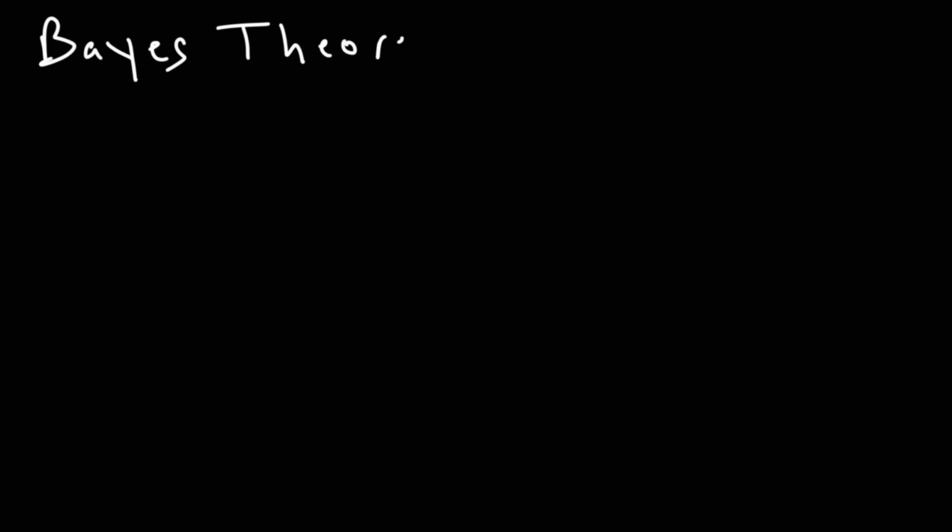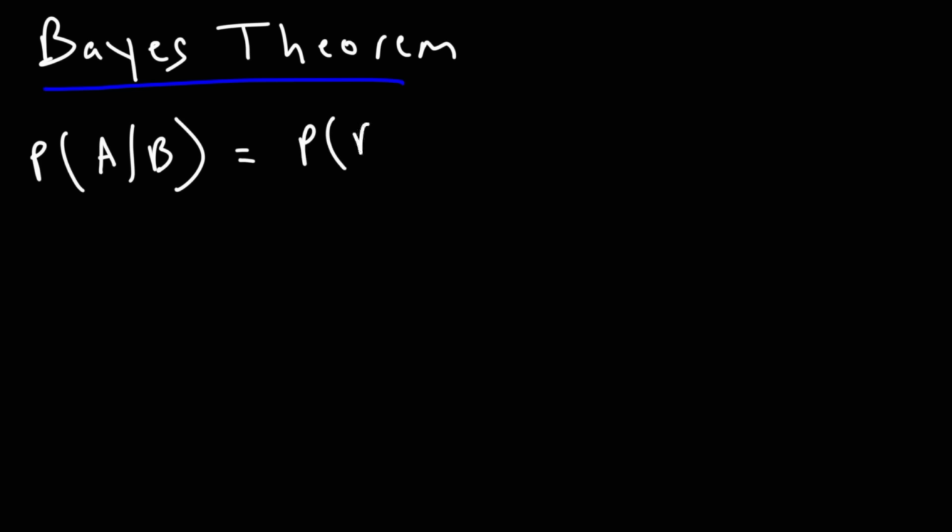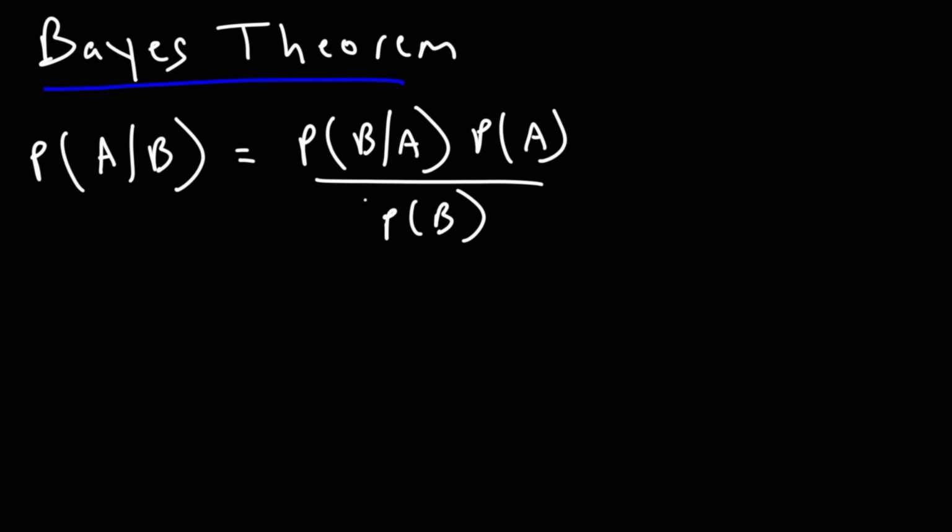So another way in which you can calculate the probability that event A will occur, given that B has already occurred, is that it's also equal to the probability that B will occur, given that A has already occurred, times the probability of A divided by the probability of B.